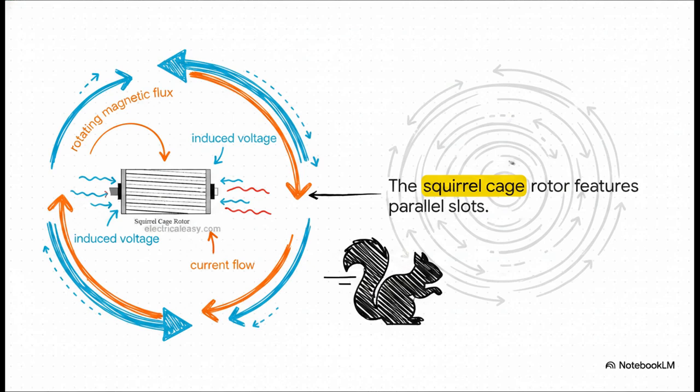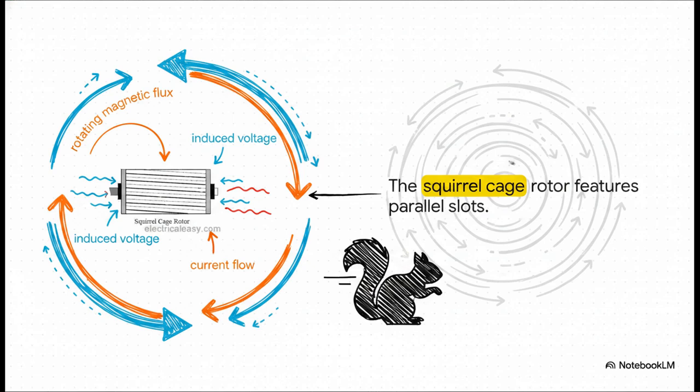And thanks to Lenz's law, this newly induced current creates its own magnetic field, which tries to fight the change. It tries to reduce the relative velocity between itself and that rotating stator field. So, in simple terms, the rotor gets dragged around, desperately trying to catch up to the rotating stator field. But here is the catch. It can never, ever actually catch up.